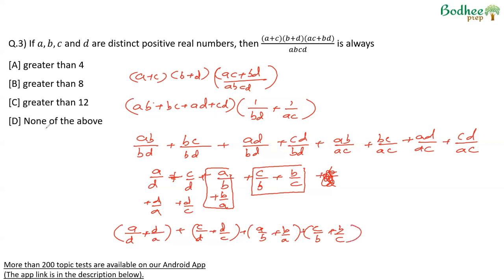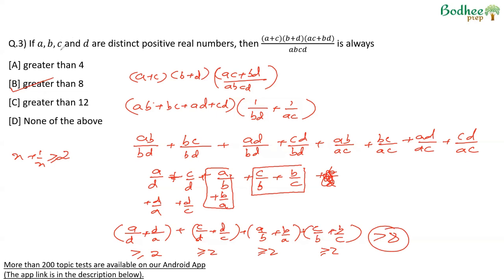Now we know that if there are 2 terms, x plus 1 by x is always greater than or equal to 2. Each of these terms of the expression is a sum of 2 reciprocals, and therefore this will be greater than or equal to 2, greater than or equal to 2, greater than or equal to 2, greater than or equal to 2. Since they are distinct numbers, definitely one of the values will be greater than 2. It cannot be the same for all of them, and therefore the sum will definitely be greater than 8. Hence option B becomes the answer.